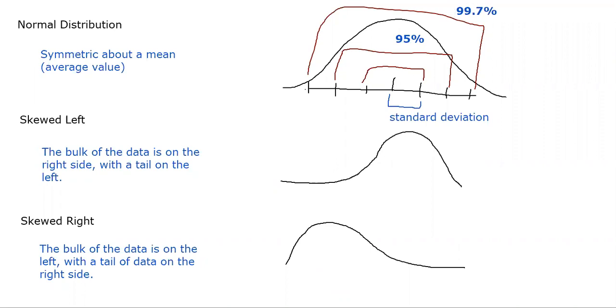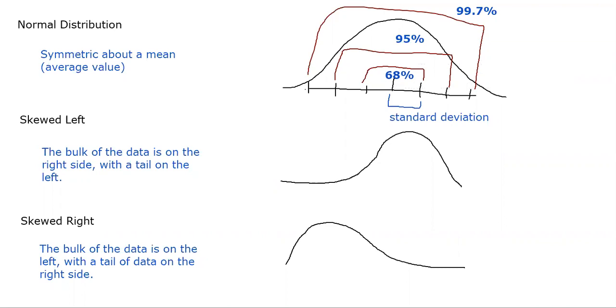So if I know these different step sizes, I can know how much data lands in between each one of these and then make some predictions about the probability of landing between certain criteria.